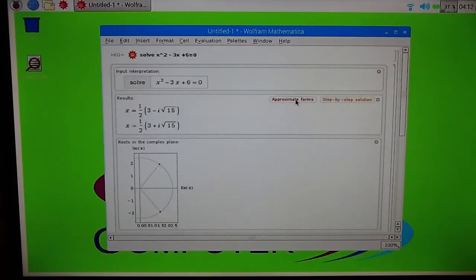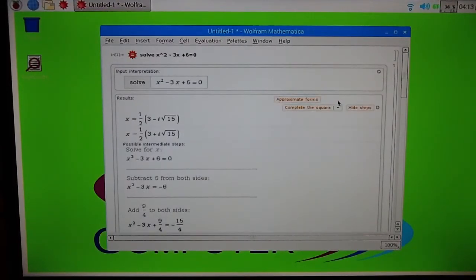Now, here's the thing that's really a big deal about this. If you're a student and you want to know how to do this manually, you can come over here to where it says step-by-step solution and click on that. Once again, you're going to have to wait for a little while, and then it pops up and shows you the step-by-step solution.